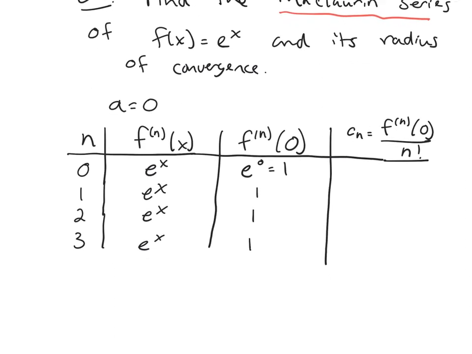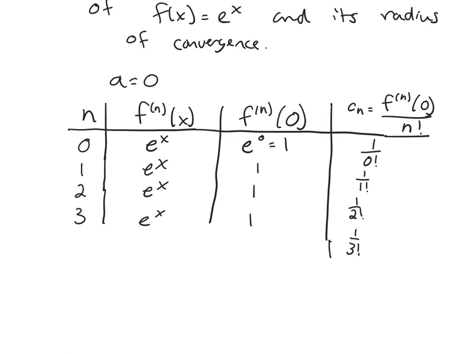Now I'm going to take my third column and divide by n factorial. For the first one, you have 1 over 0 factorial. The next one, 1 over 1 factorial, 1 over 2 factorial, 1 over 3 factorial. Now you can simplify these if you want: 0 factorial is 1, 1 factorial is 1, 2 factorial is 2, 3 factorial is 6. But we need to come up with a formula in general, so usually you don't want to simplify in this last column.